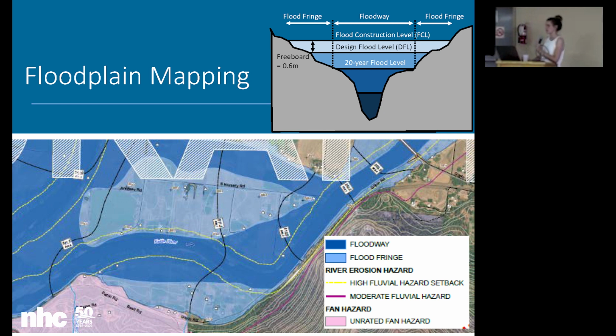This is where you have either fast moving water or very deep water. The flood fringe designates where the land is expected to be inundated with flood water during the design flood, not necessarily deep or not necessarily moving fast.